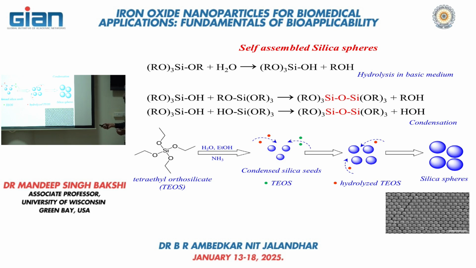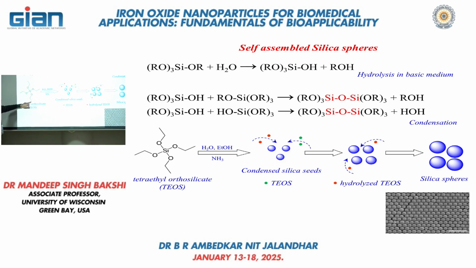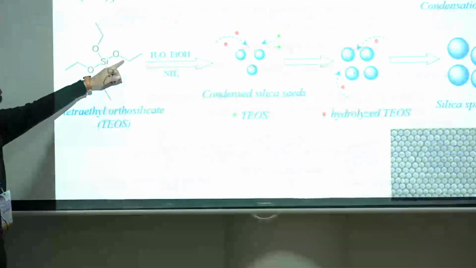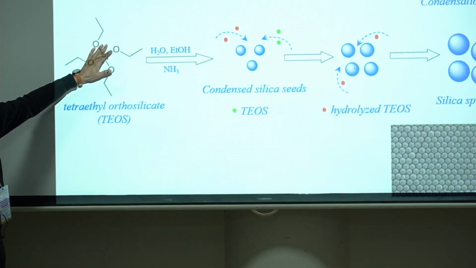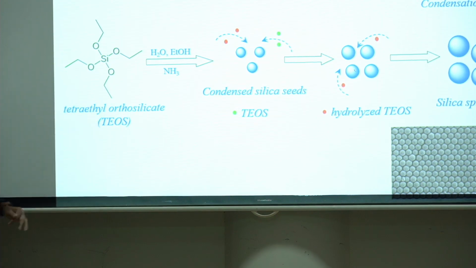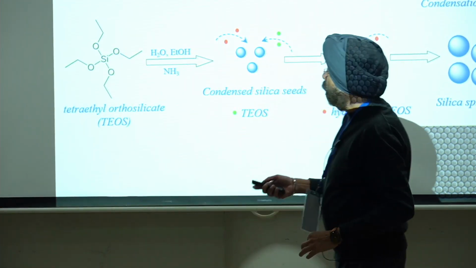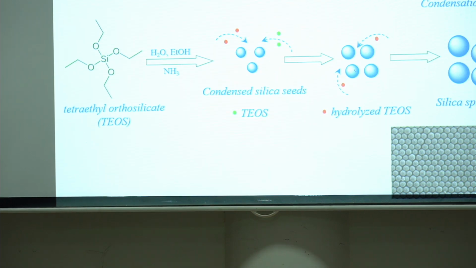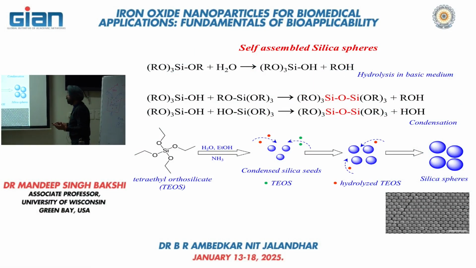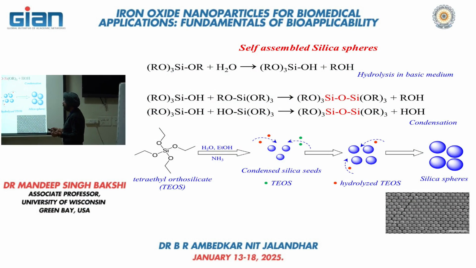This is one way. The other way is you can take tetraethyl orthosilicate, ethyl, so it is CH2, CH3, CH2, CH3. There are four, tetra: 1, 2, 3, 4. Tetraethyl orthosilicate is a compound of silicon, and this is the name of this compound. When you treat this compound in a medium of ethanol plus water, facilitated by ammonia, the condensation of the seeds is going to take place.